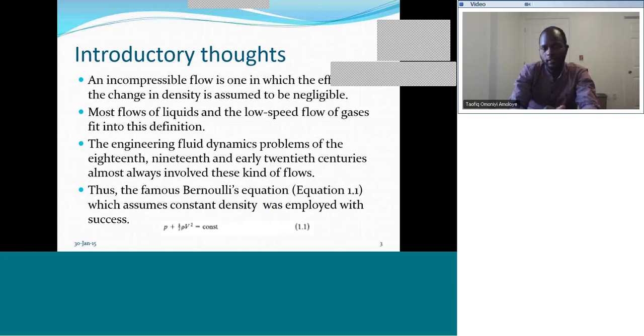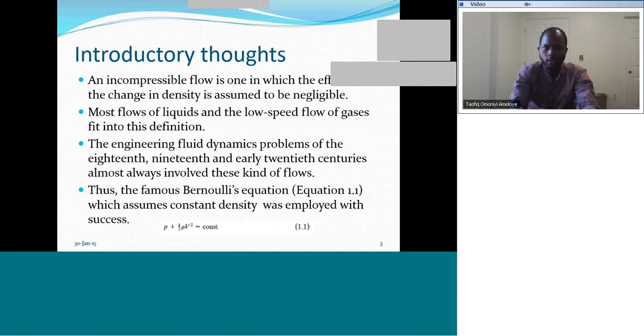As an introductory thought, you've done aerodynamics before, and incompressible aerodynamics before. When we were discussing incompressible aerodynamics, we noted that incompressible flow is a flow in which the density remains constant or is assumed to be constant.